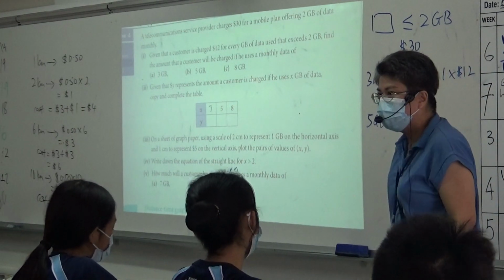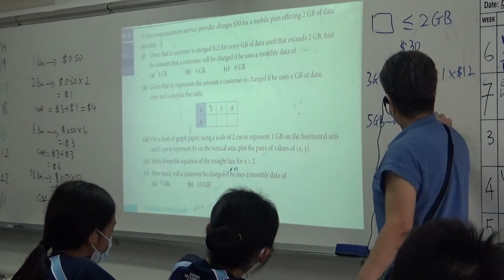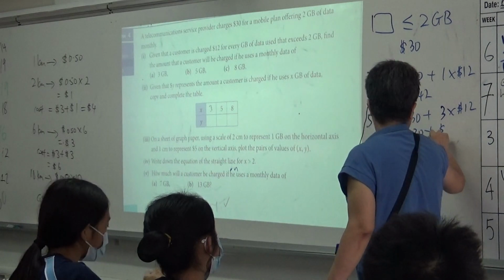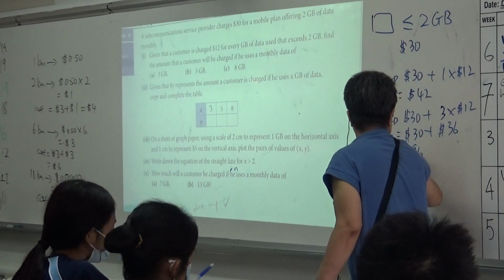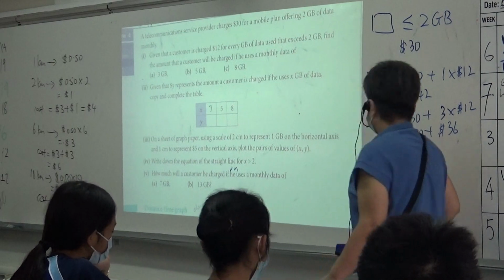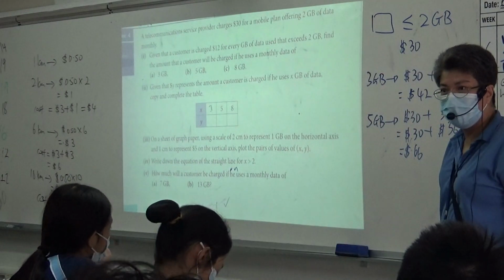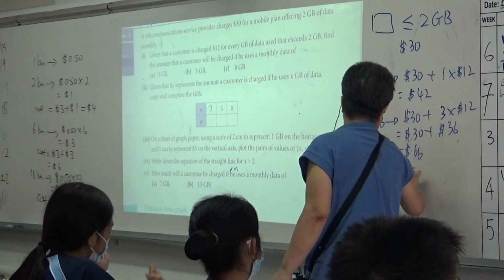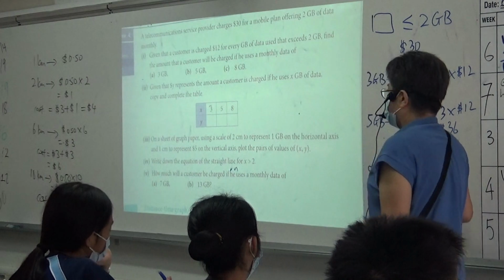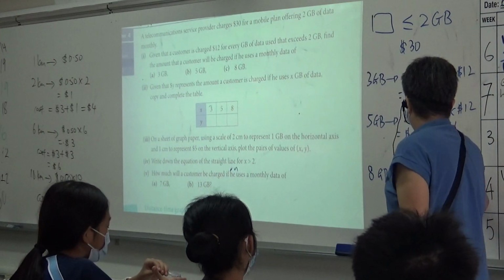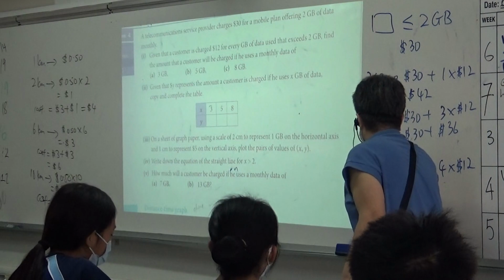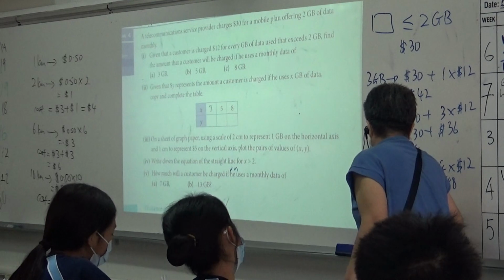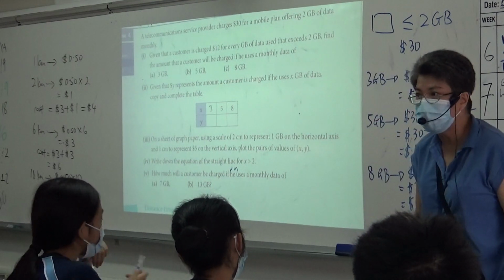How many times 12? 3, right? 3 times 12. So this is actually 30 plus 36. This is what? My goodness. $66, right? Correct. Okay. What about 8 gigabytes? $30 plus what? $30 plus 4 times 12, right? So this is 30 plus 48. Answer? 78, right? Can you see what I'm talking about?